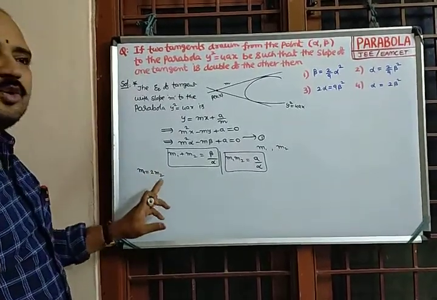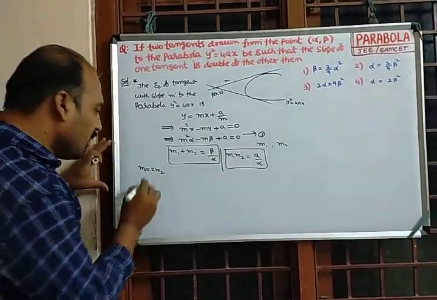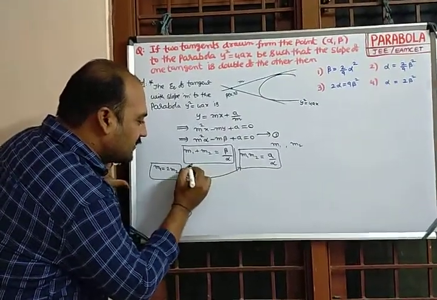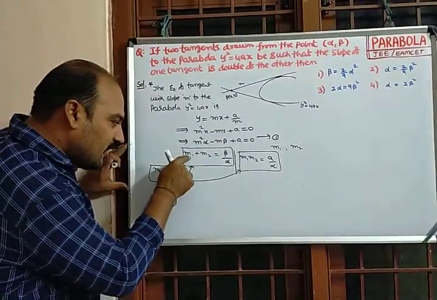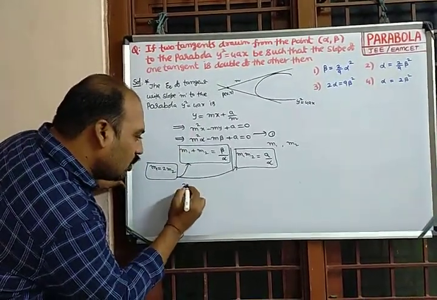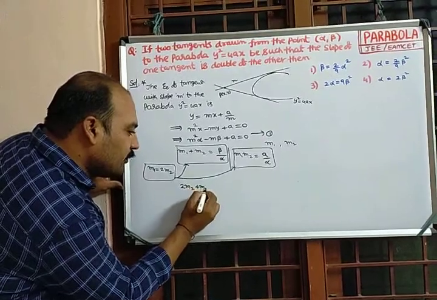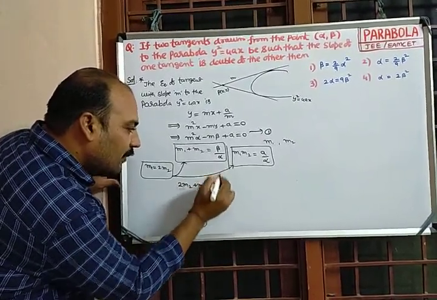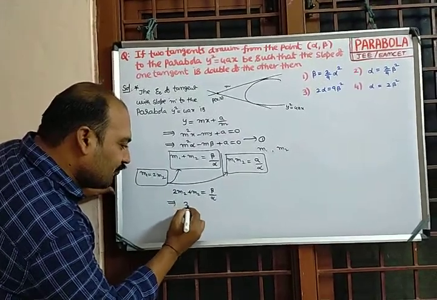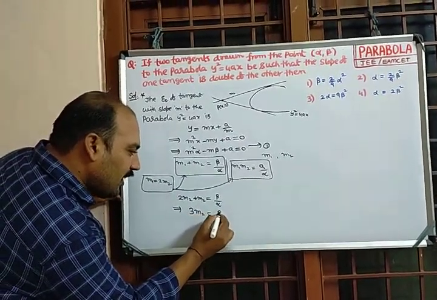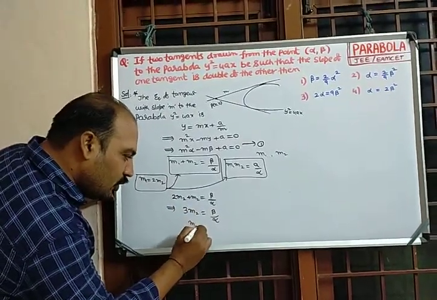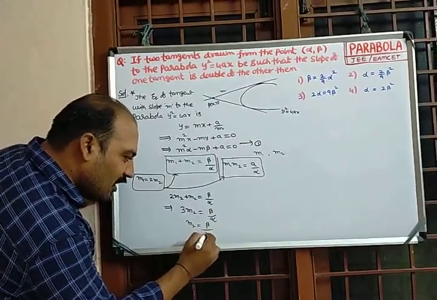That means m1 is equal to 2 times m2. By applying this condition, wherever m1 is there, you have to write 2m2. Therefore, 2m2 plus m2 is equal to beta by alpha. So 2m2 plus m2 is 3m2, and 3m2 is equal to beta by alpha. But I want the value of m2, so m2 is equal to beta by 3 alpha.